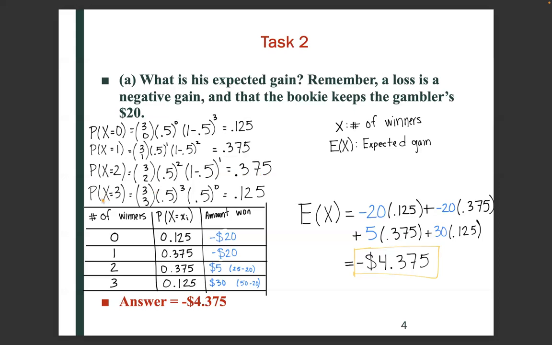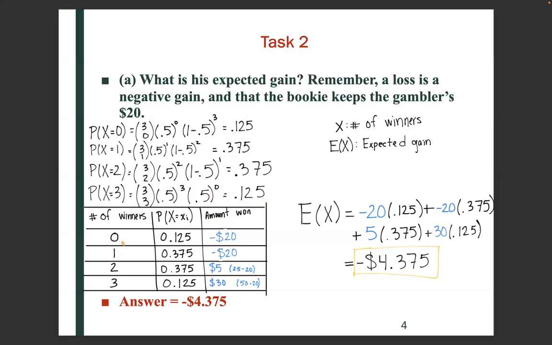And then last but not least, if the number of winners is 3, that would be 3 choose 3 times 0.5, the success probability, to the power of 3, and then this is the failure probability, 0.5 to the 0 exponent, and that equals 0.125.